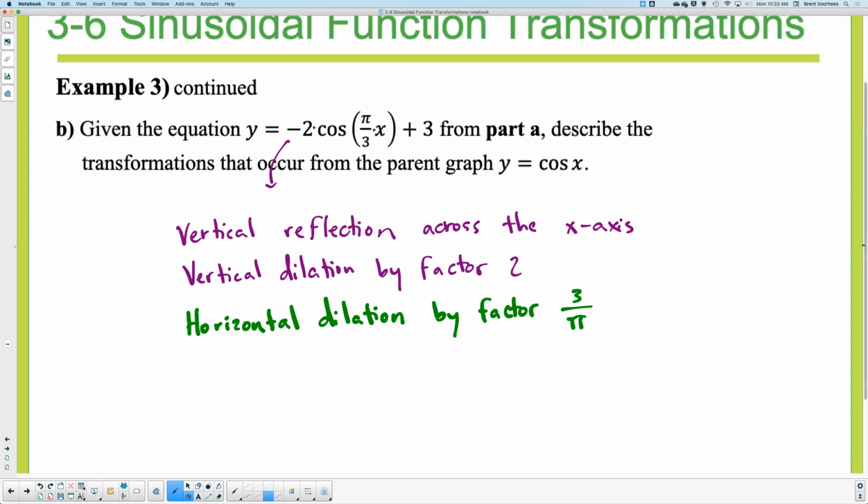Finally, the plus 3. What is that? Vertical translation. Very good. Up 3 units. And that's because it's a positive 3. So it's up 3 units.